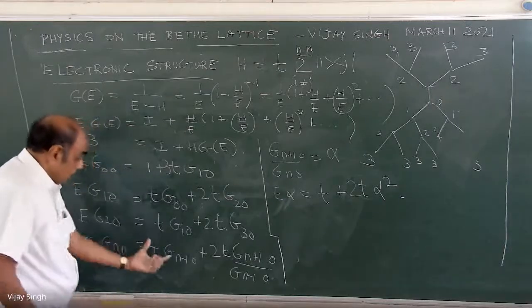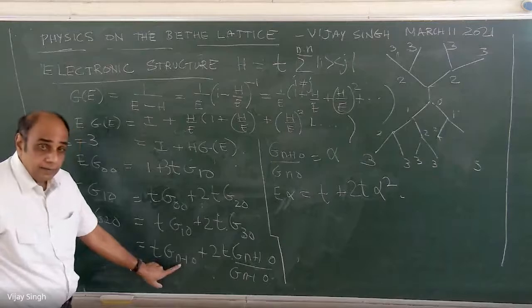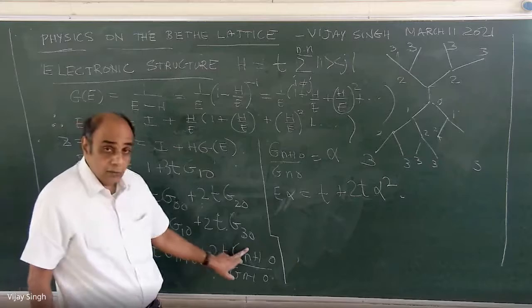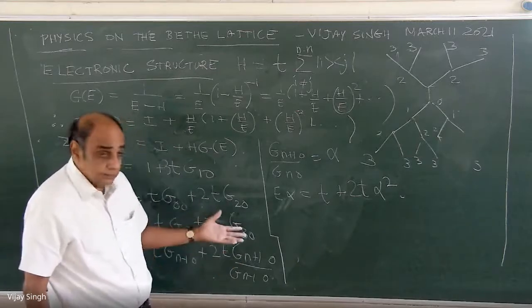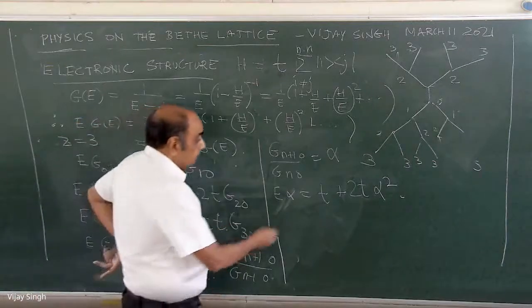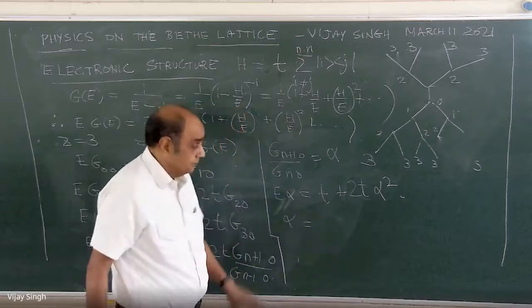So I divide all sides, all terms of this equation, by the Green's function at n minus 1. I simply get alpha over here, and I get alpha square over here. I can solve for alpha. It's a quadratic equation. Okay. So if I were to solve for alpha, what would I get? Alpha is what? Do that.